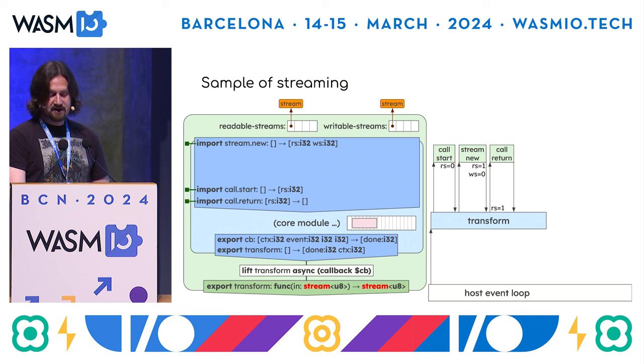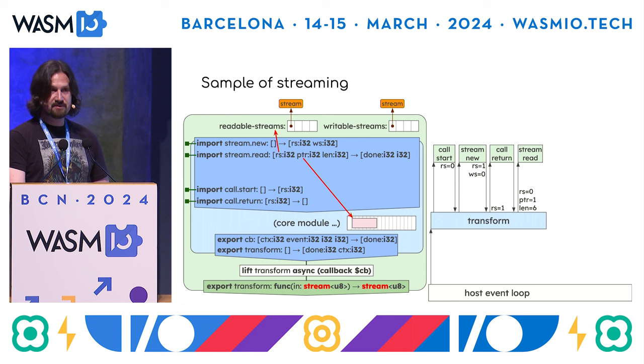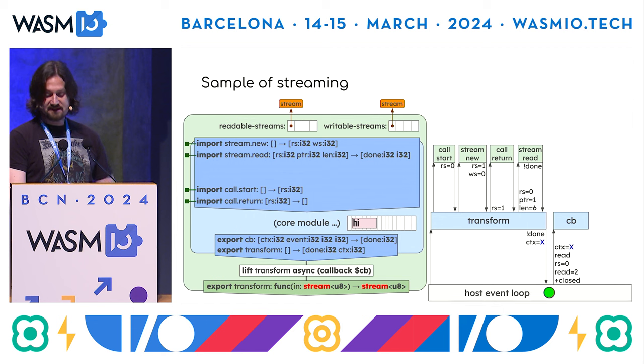So we allocate a buffer in our memory, and we call stream.read, passing the pointer to that buffer and saying which stream we want to read from, which installs a pointer from the readable stream to our buffer. Now, if bytes are already available, they can be immediately copied in, but in general, we'll have to wait. So stream.read returns that it's not done. And then to wait for that, transform returns to the host event loop saying it's not done. Time passes, bytes get written into the buffer from wherever, and now our callback gets called, saying you read, let's say, two bytes at the readable stream at index zero, and by the way, the stream is closed now, so that's all the bytes you're ever going to get from the stream. So we now have our inputs.